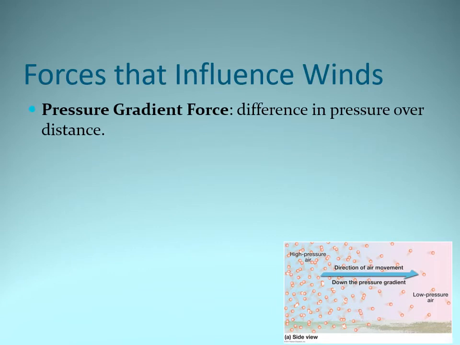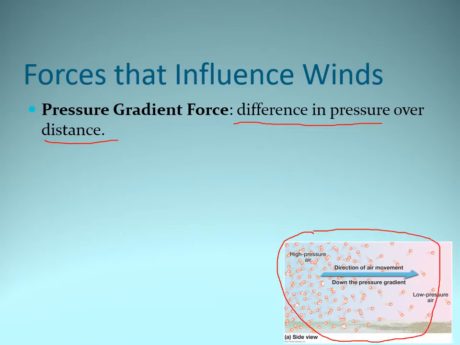The primary force behind wind, the ultimate force, is called the pressure gradient force. And it's simply just difference. If we have a difference in pressure over a distance, then we have a pressure gradient force. For example, look at this figure right here. On the left, we have a lot of air molecules. And so we can say that we have high pressure. On the right, we don't have as many air molecules, so we can say we have a low pressure.